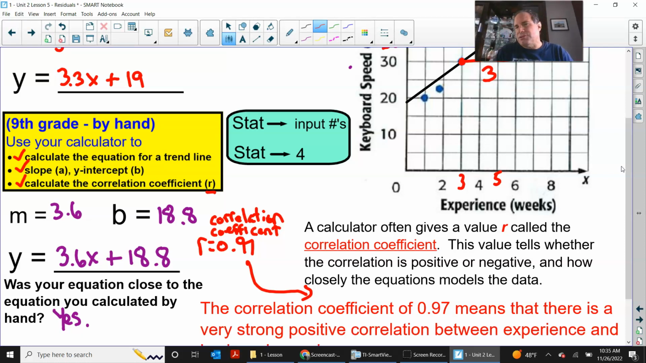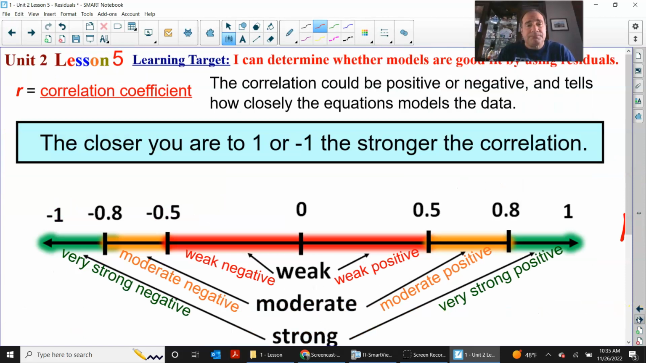You do have to remember, nobody's going to give you that. They usually ask you about a very strong positive or very strong negative, or some other question like a weak negative or a weak positive. Just remember, 0 to negative 0.5 and 0 to 0.5 are weak negatives and weak positives. The 0.8 to 1 and the negative 0.8 to negative 1 represent a very strong positive and a very strong negative. All right, so correlation could be positive or negative. It tells how closely the equation models the data. The closer you are to 1 and negative 1, the stronger the correlation.